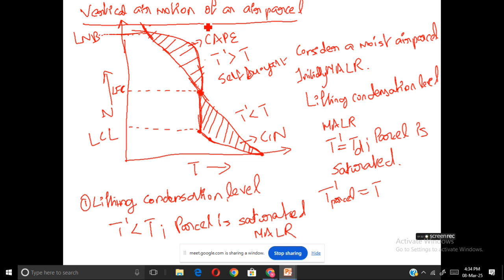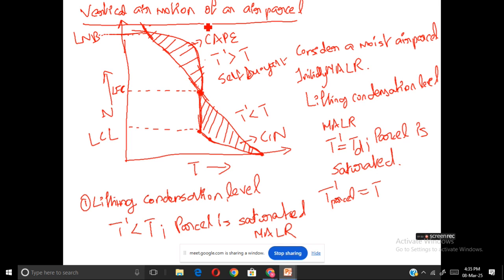When you are dealing with thunderstorm clouds or the process of formation of thunderstorms, these terms come into play. So I just wanted to introduce that the positive area of the curve above the LFC is known as convective available potential energy, and the negative area of the curve below the level of free convection is known as convective inhibition energy.